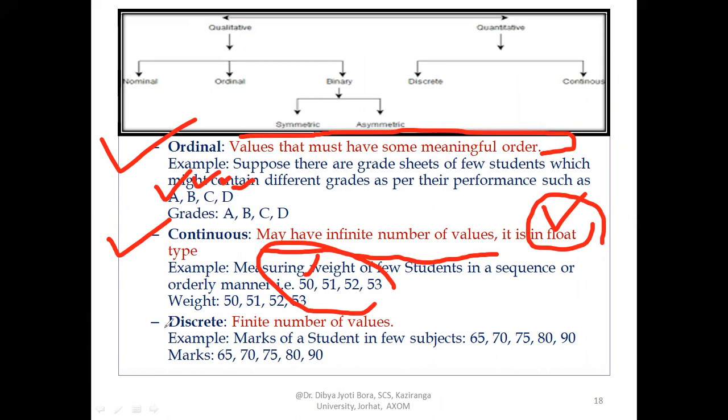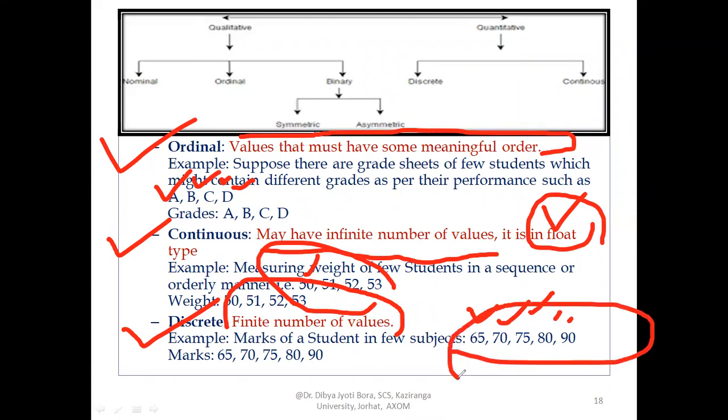Now coming to the next one, that is discrete. Discrete means finite number of values, like marks of a student in few subjects: 65, 70, 75, 80, 90. So these values are finite. ऐसा नहीं हो सकता कि मैं आप लोगों को बोल दूं कि आप लोगों को 200 सब्जेक्ट्स पढ़ के 9 सेमेस्टर क्लियर करना है. This is not correct, right? और आपके पास इन्फिनाइट नंबर ऑफ सर्टिफिकेट्स होना चाहिए, right? That is also not possible.